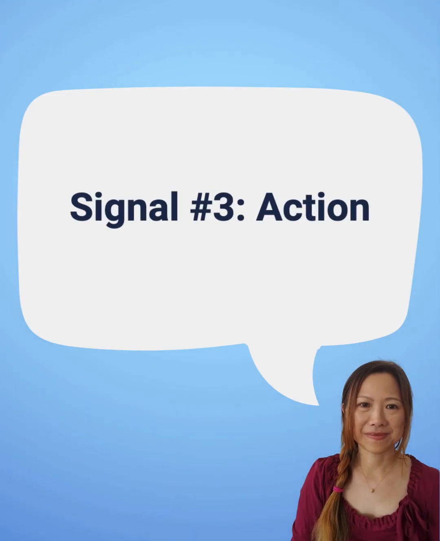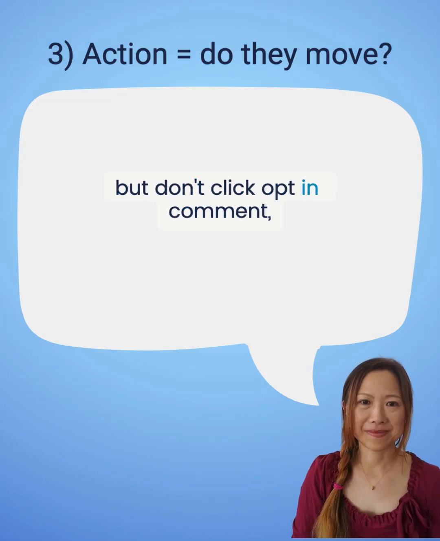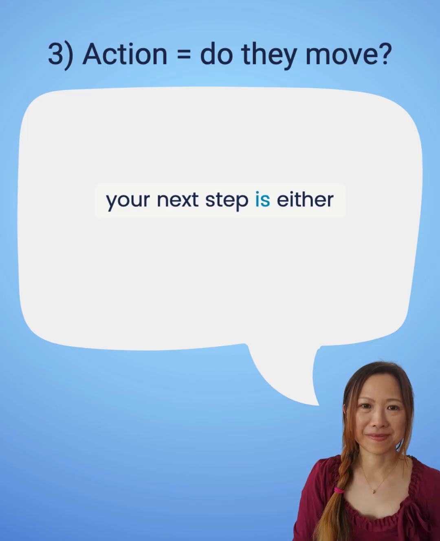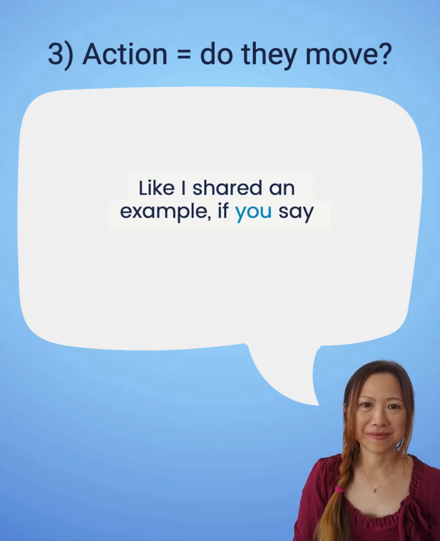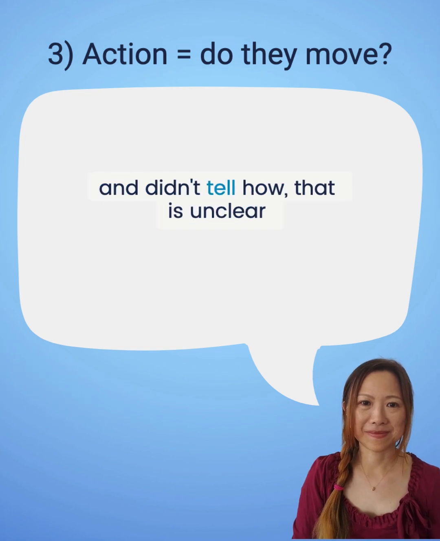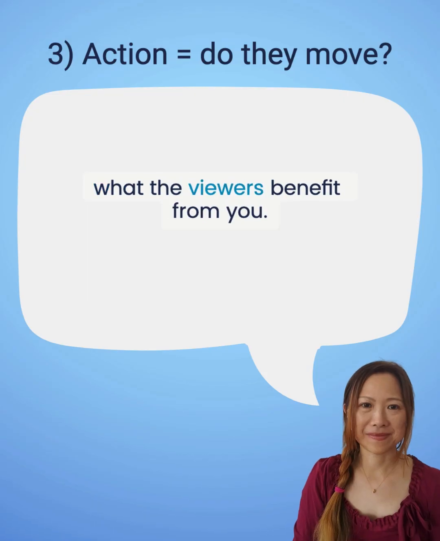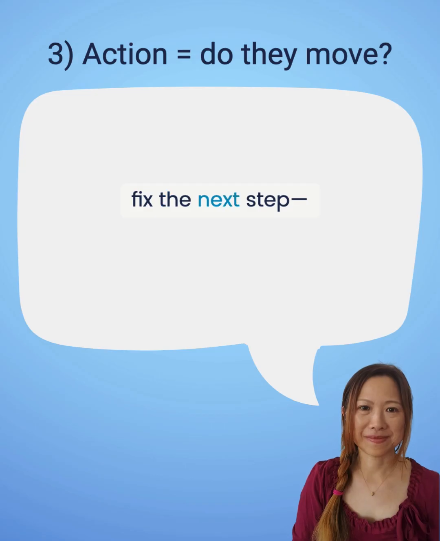Third is action. If they watch and understand but don't click opt-in, comment, your next step is either unclear or too big. Like I shared an example. If you say, "I help solopreneurs to grow their business," and didn't tell how, that is unclear what the viewers benefit from you. If action is low, fix the next step.